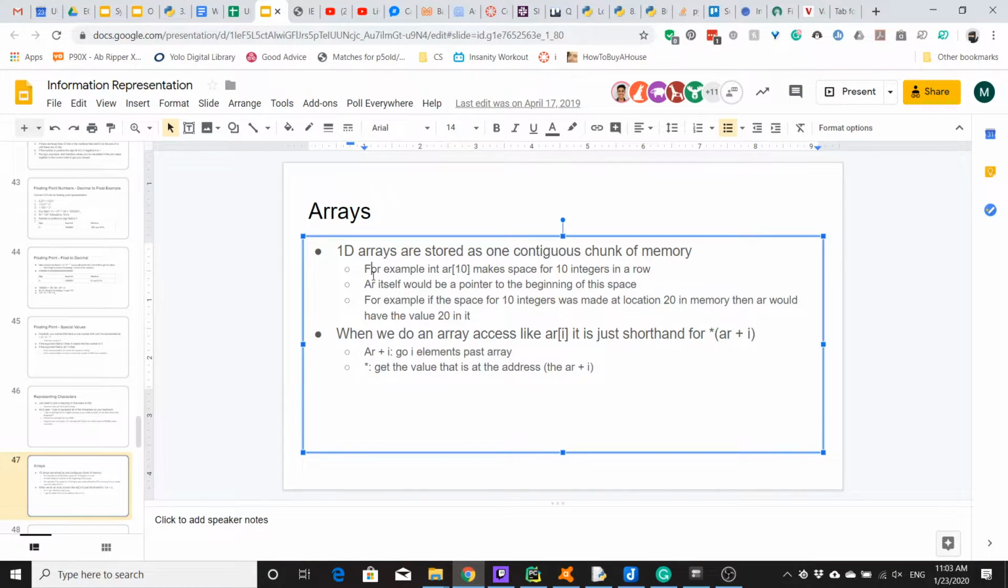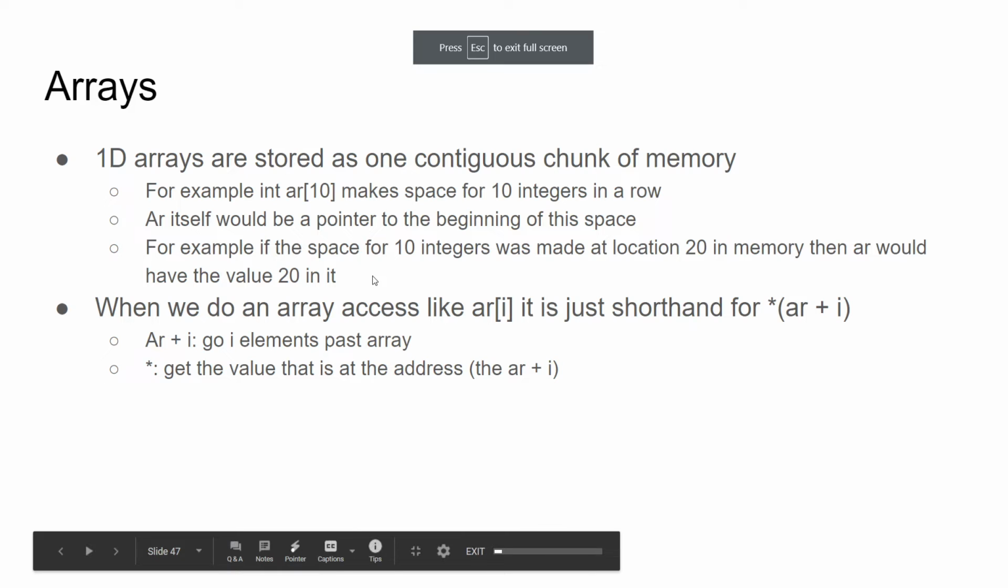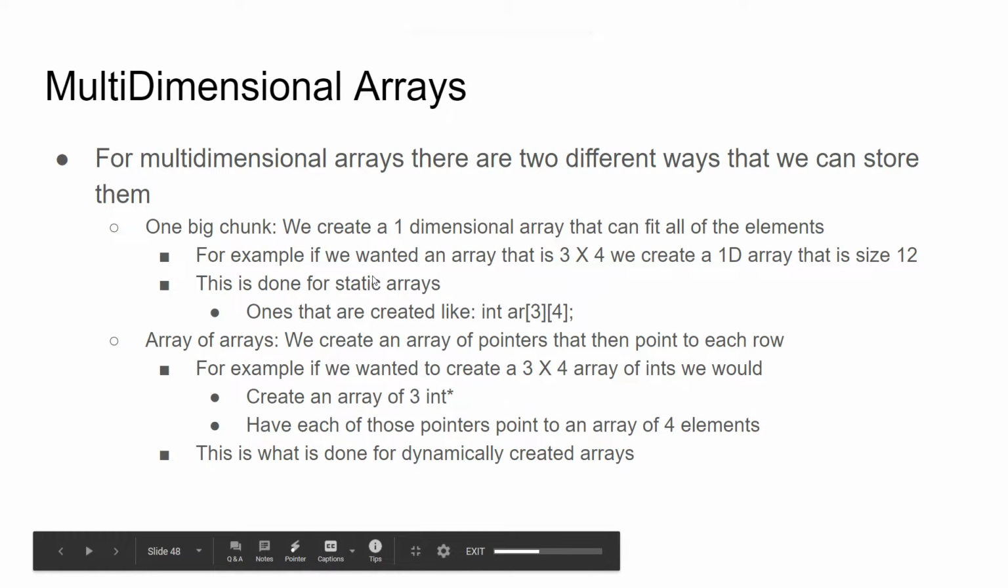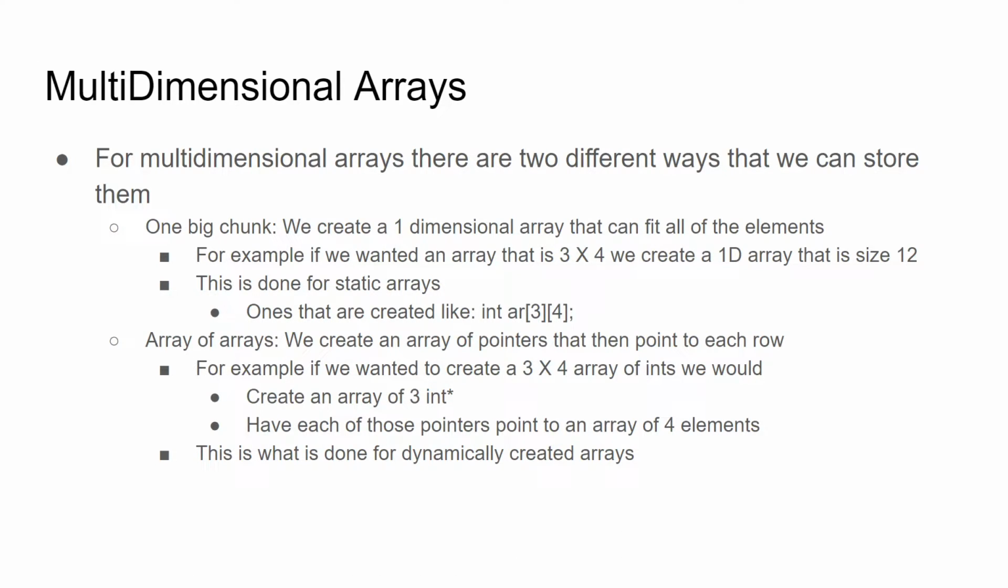So single-dimensional arrays are fun and all, but let's get to the good stuff, which are multi-dimensional arrays. When we have multi-dimensional arrays, there are two different options that we can utilize. One is one big chunk. So when we allocate our array of, say, 3 by 4, what we could do is just make space for 12 elements. Or if we make space for a 5 by 4, make space for 20 elements. Or if we make space for something like a 2 by 3 by 5, well, that's 2 times 3 times 5, which is 6 times 5, or 30 elements, right?